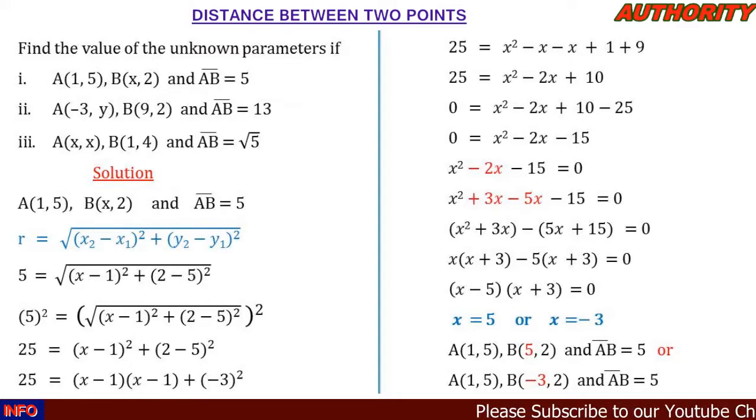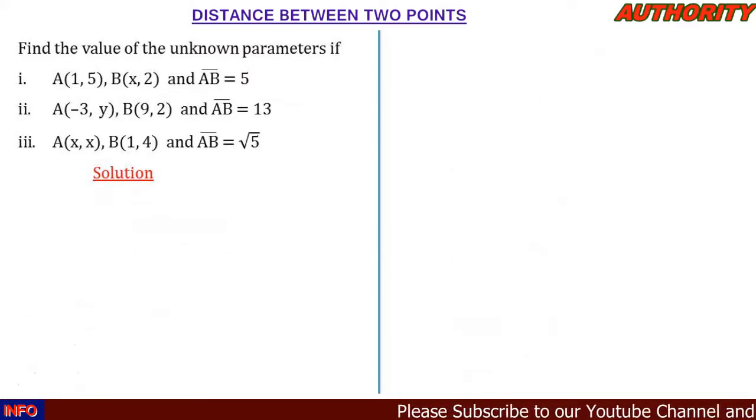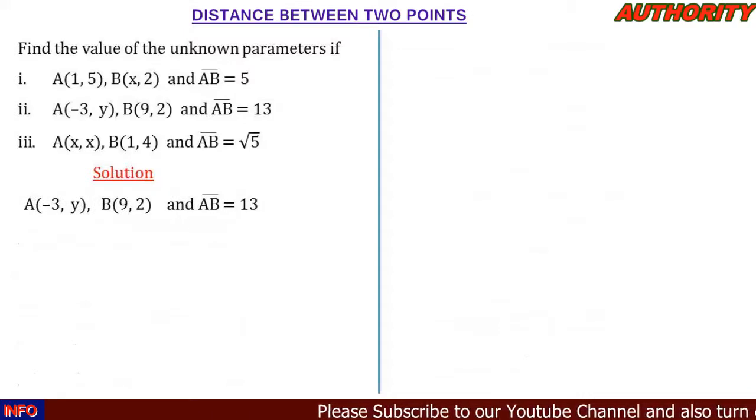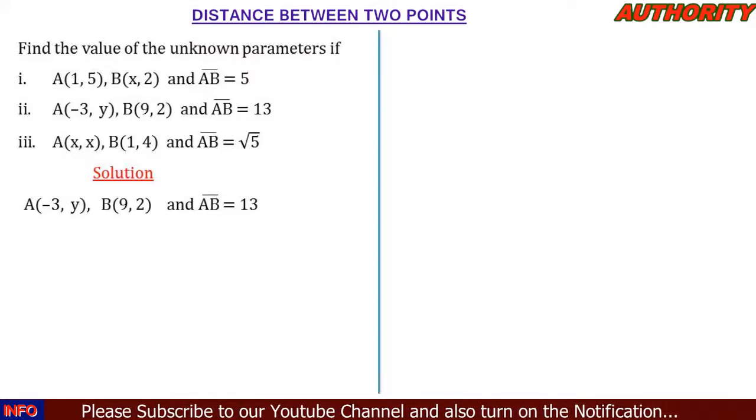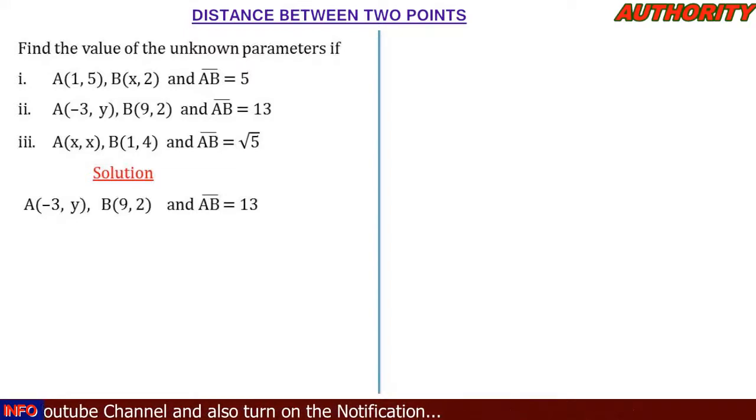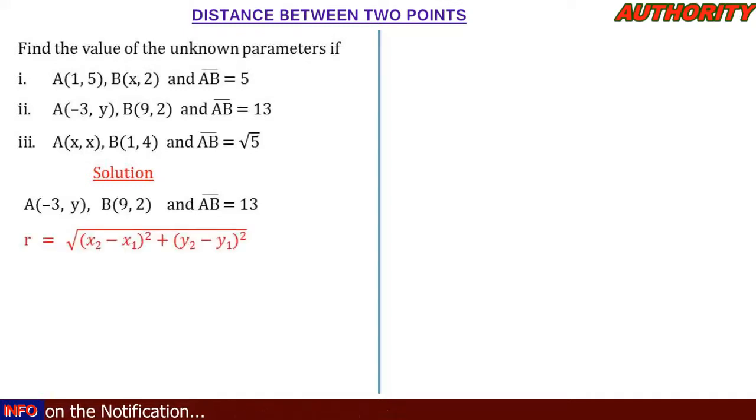All right? Yes. Now let's take number 2. Number 2, we have the point A minus 3, y, and the point B 9, 2, and the distance AB to be 13. Then we are to find the value of y. Let's go. We're going to take A to be x1, y1, and we're going to take B to be x2, y2. All right? Yes. We already know our distance formula. R is equal to square root of x2 minus x1 in bracket squared plus y2 minus y1 squared. Is that true? Yes.